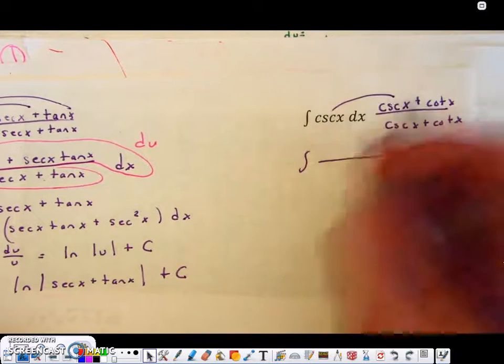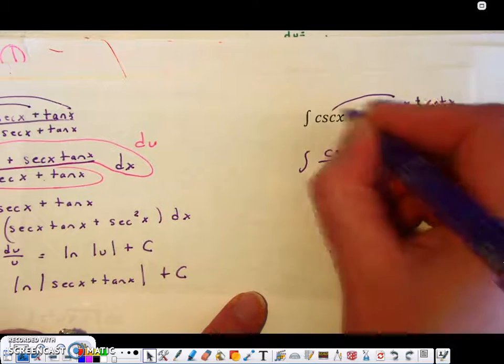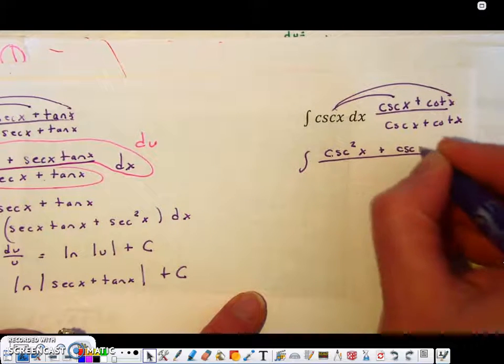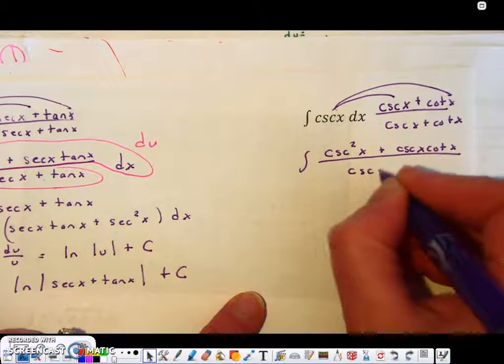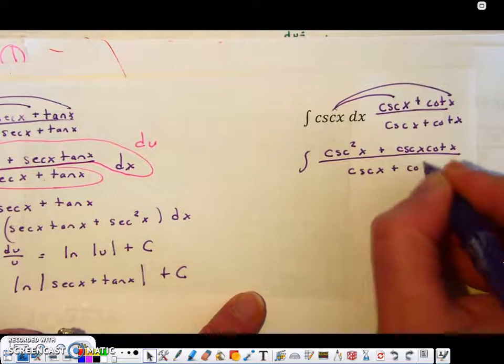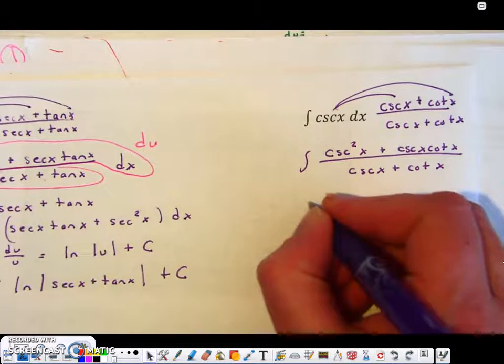So if I distribute across the top, it'd be cosecant squared x plus cosecant x cotangent x. And the denominator just stays the same. It's going to be a similar pattern. We're going to let u be the denominator.